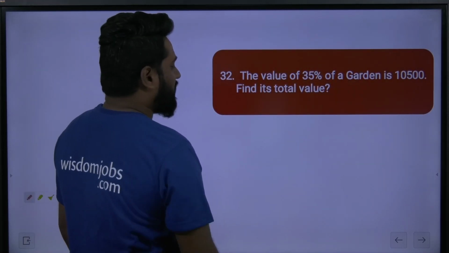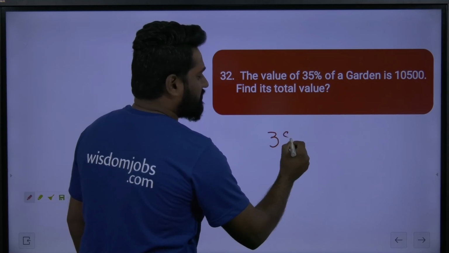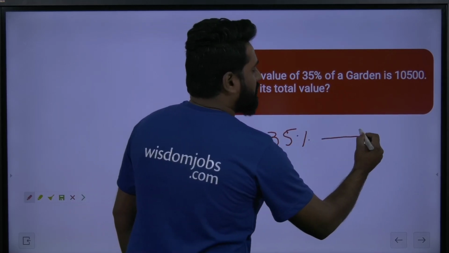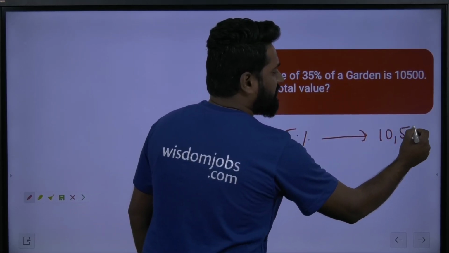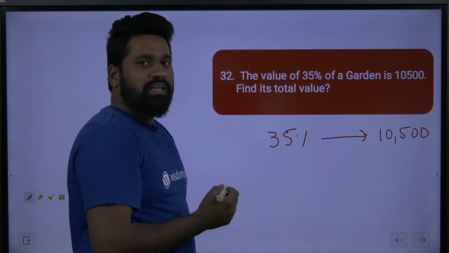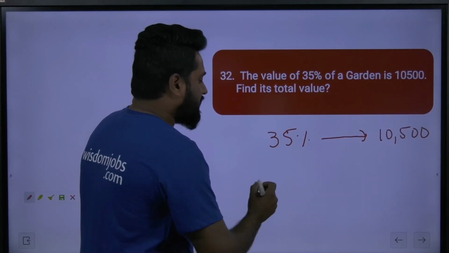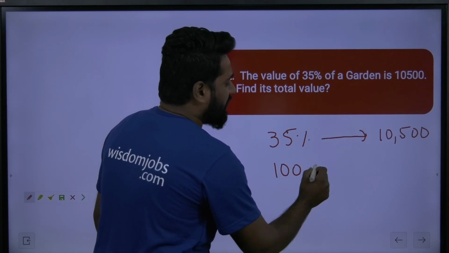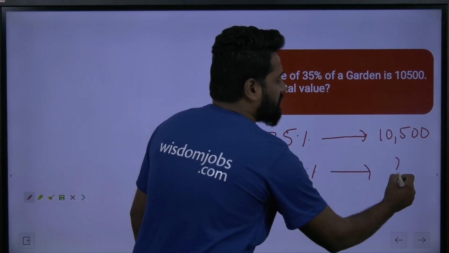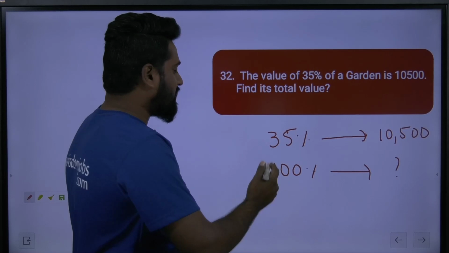If you observe here, 35% of that represents 10,500. This is given exactly in the question. So we are finding the entire garden. The entire garden is nothing but 100%, which is this one. That's all, this becomes the answer.